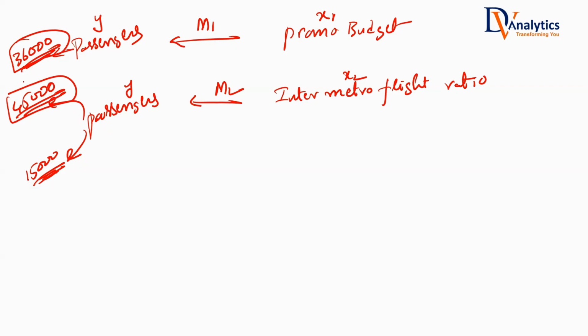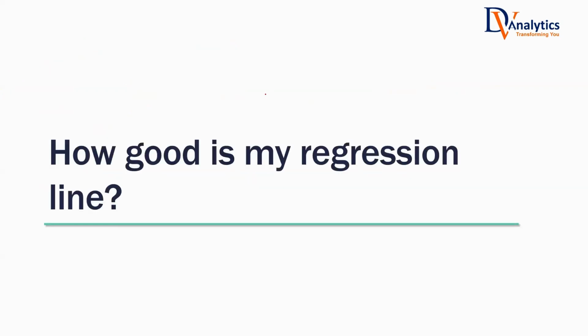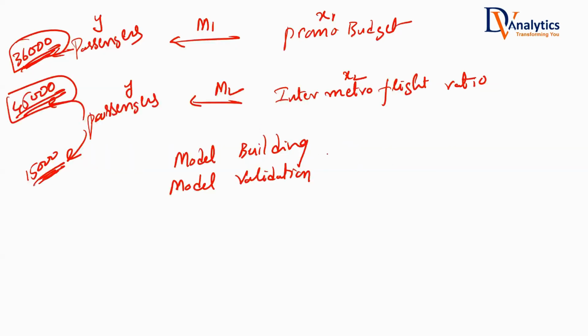So that is why we need to be careful. Model building is one job, I agree. But model building must always be followed by model validation. You must always tell how good your model is. You have built a regression line, I agree, nice. But you must always tell how good your regression model is, how accurate your predictions are.